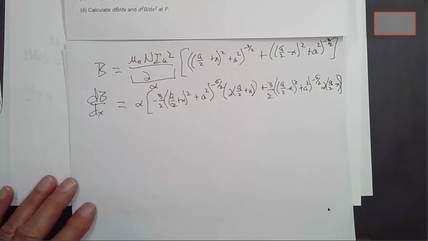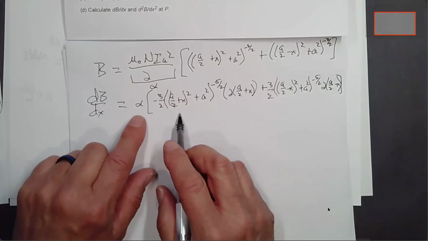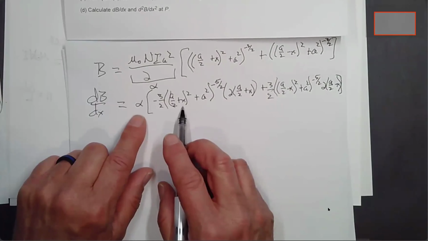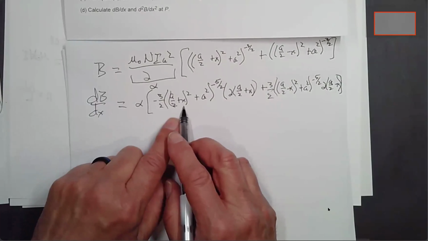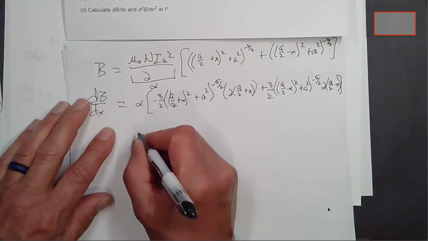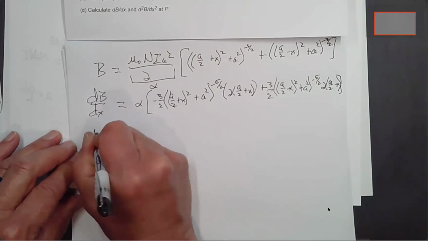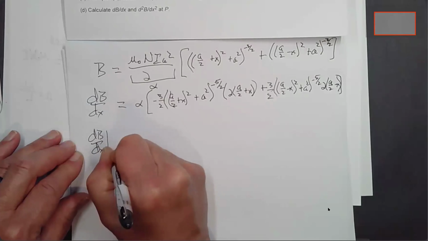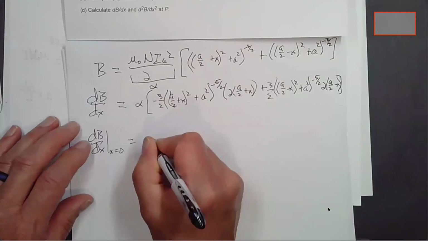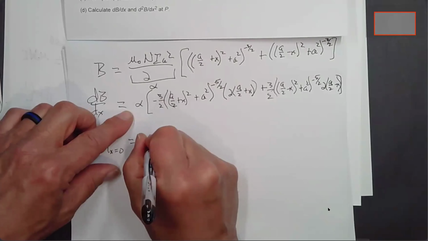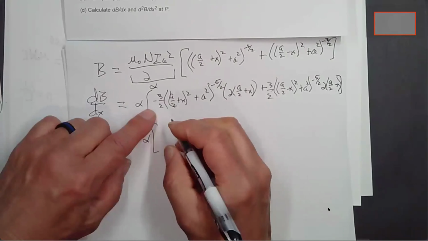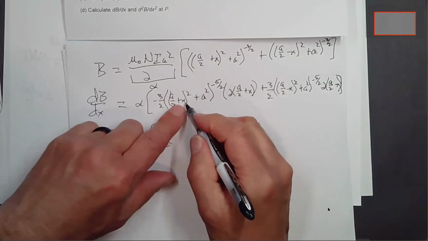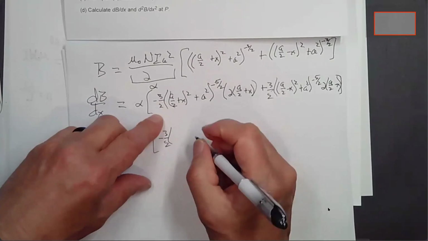Okay, well, it says to evaluate it at X equals 0 in the center of the thing, or at point P. Well, that's where X is 0. So if I look at this, dB dx at X equals 0, let's see what I'm going to get. I'll get alpha out front. I'll have minus 3 halves times, X is 0, so this will be A over 2 squared.